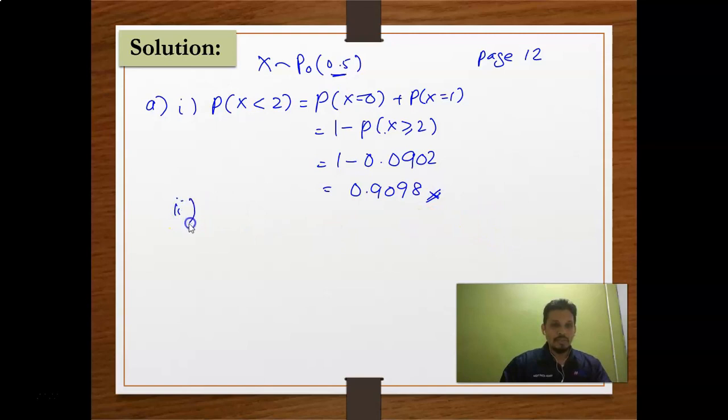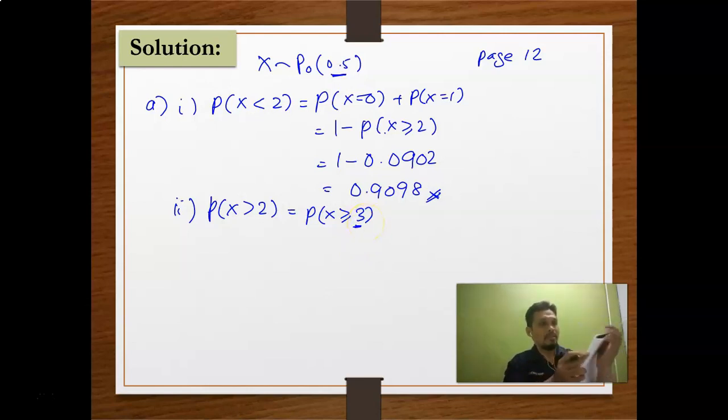The next question: more than 2 accidents. Again, for a discrete variable, because it does not include 2, we come up with x greater than or equal to 3. Still lambda is 0.5, using r equal to 3. So here it is 0.0144.